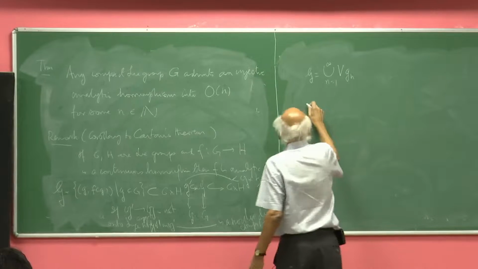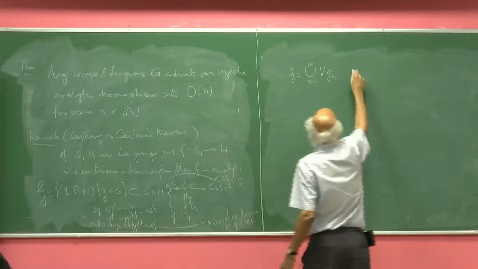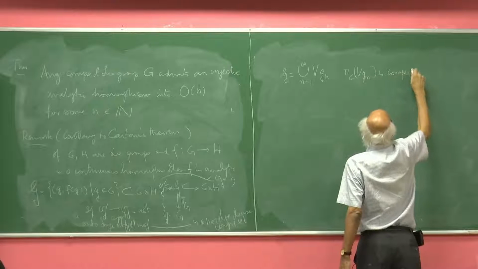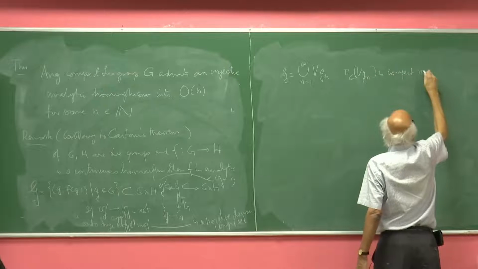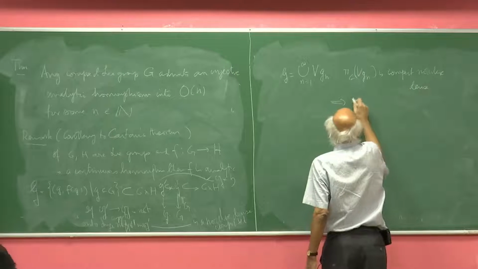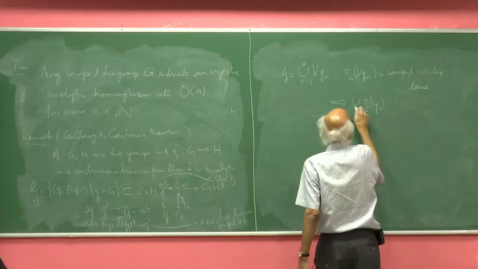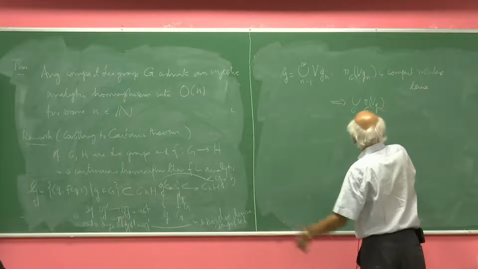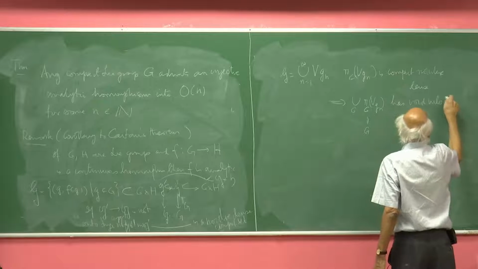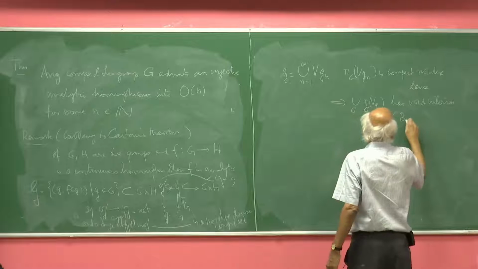Then you find that the image pi_G of V g_n is compact nowhere dense. Nowhere dense means it has no interior. This implies the union of pi_G of V g_n, which is the whole of G, has a void interior. A contradiction because it's all of G. This is the so-called Baire category theorem.